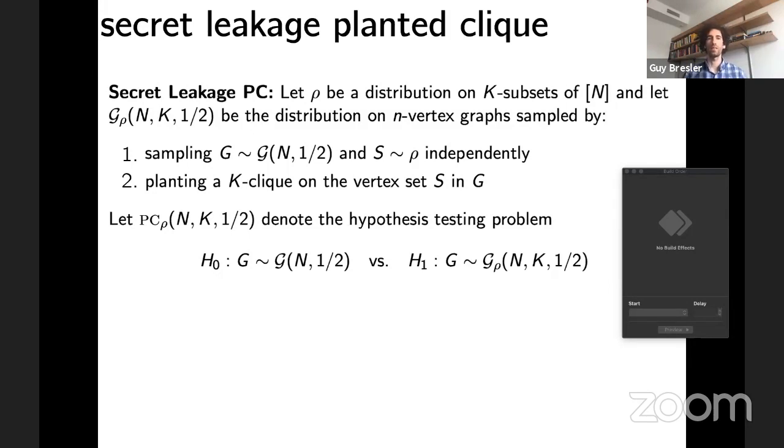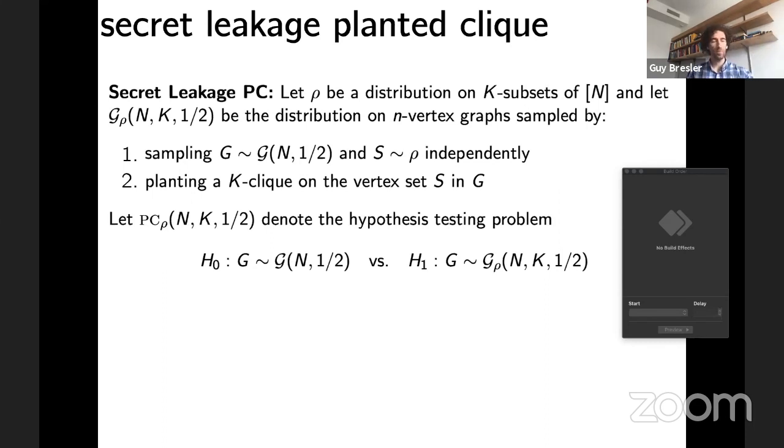So what is secret leakage planted clique? We just have some distribution rho that's not necessarily uniform over the possible positions of the clique. The clique is sampled according to rho, and that's placed in an Erdős-Rényi random graph. So just like planted clique, it's just that now the clique position isn't uniform at random.